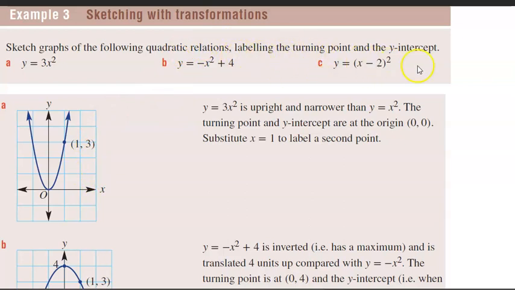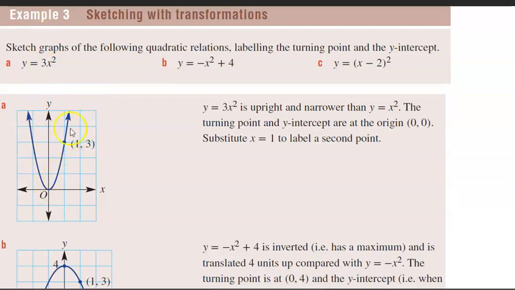So here we're going to sketch the following graphs, and we're going to be labeling the turning point and the y-intercept. So the first one is y is equal to 3x squared. So this is just like your normal y equals x squared, but it is being dilated because there's a coefficient in front of the x squared, and this number being 3.